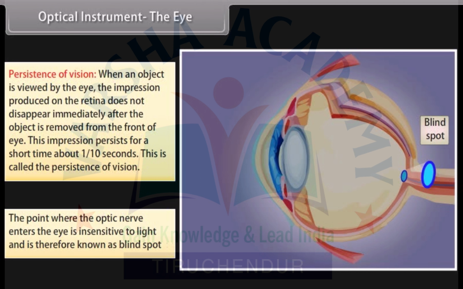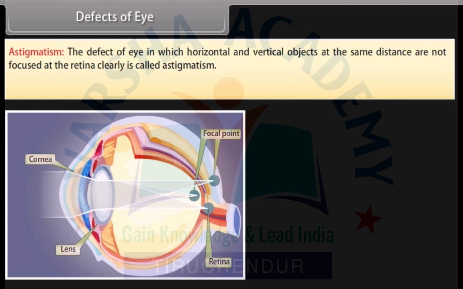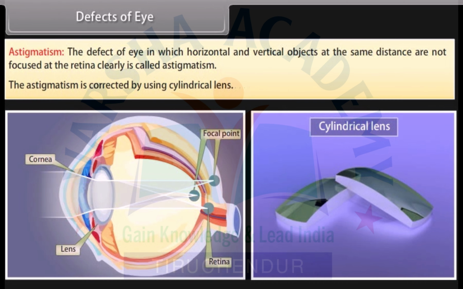Astigmatism. The defect of eye in which horizontal and vertical objects at the same distance are not focused at the retina clearly is called astigmatism. The astigmatism is corrected by using cylindrical lens.